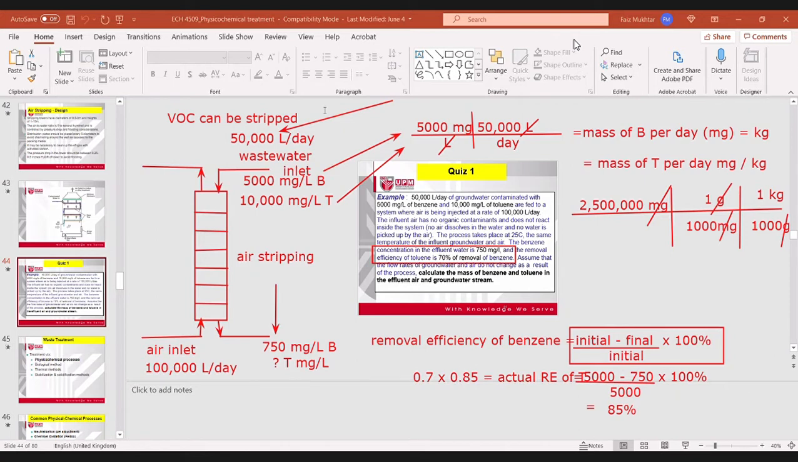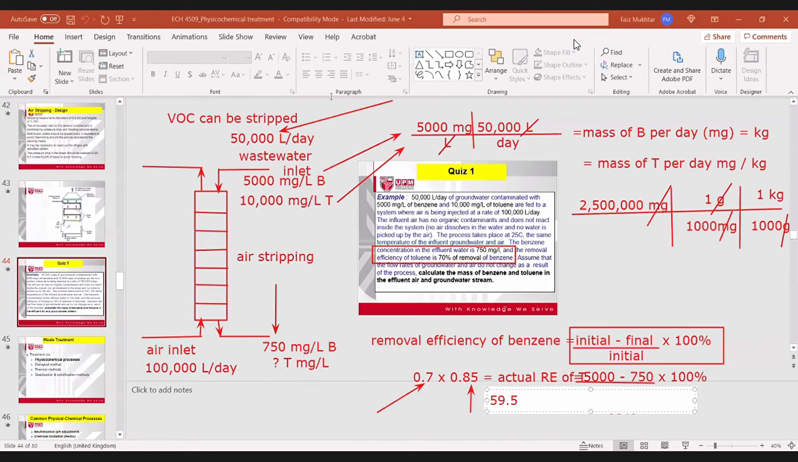Since the removal of benzene is 85%, you need to calculate 70% out of 85%, and you will get the actual removal efficiency of toluene, which is how much? Is it 50 something? 59.5%. 59.5? Okay. So this will be the actual removal efficiency of toluene.